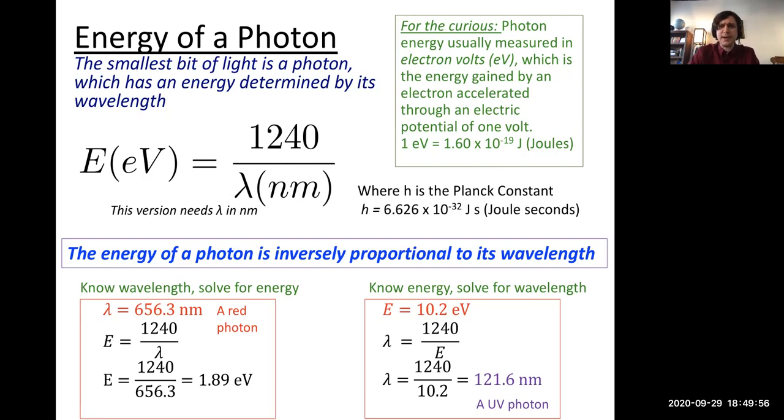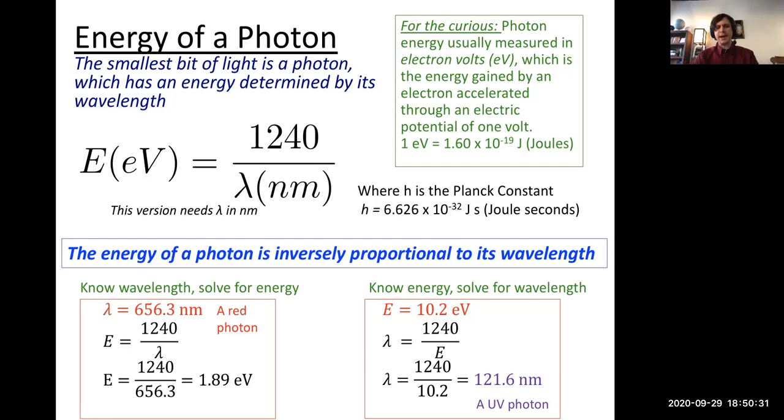Now I'm not going to have you memorize equations. I have you run through some use of this equation on homework and things like that, but not on quizzes or exams. What you want to remember for quizzes and exams is that the energy of a photon is inversely proportional to the wavelength. If I make the value of the wavelength larger, I'm dividing by a bigger number, so the energy gets smaller. So longer wavelength light has smaller energies. Smaller wavelength light has larger energies.